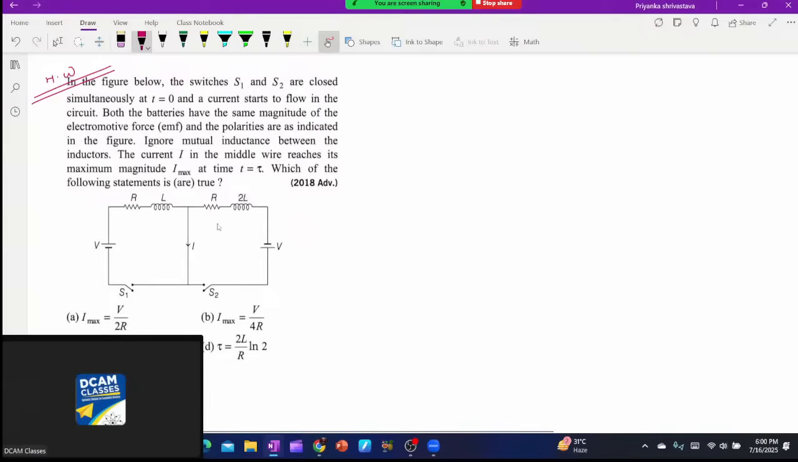But how can we integrate? Means there are two terms coming. If you consider the current as I1, then the other is I minus I1. Then you have to differentiate it to find out the maximum. I is given, and if I consider I1 in the left one, so the right one would be I minus I1 only.